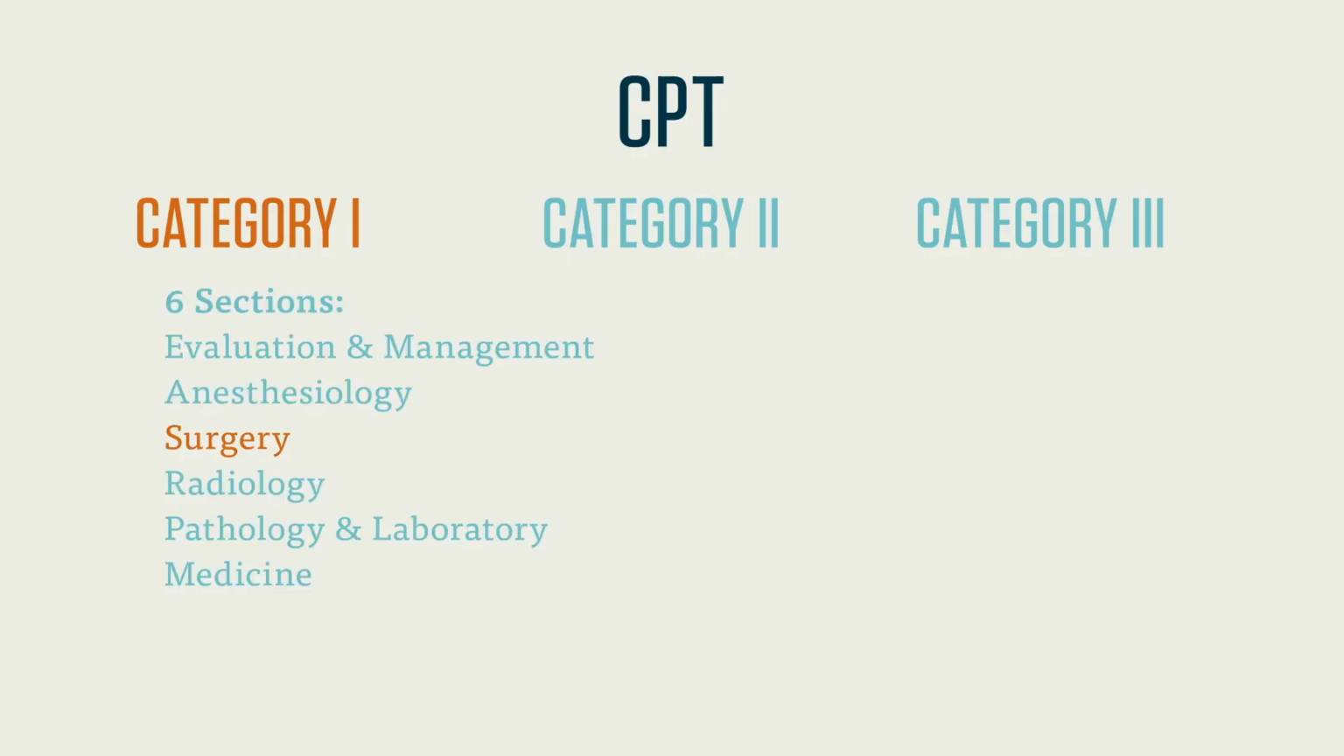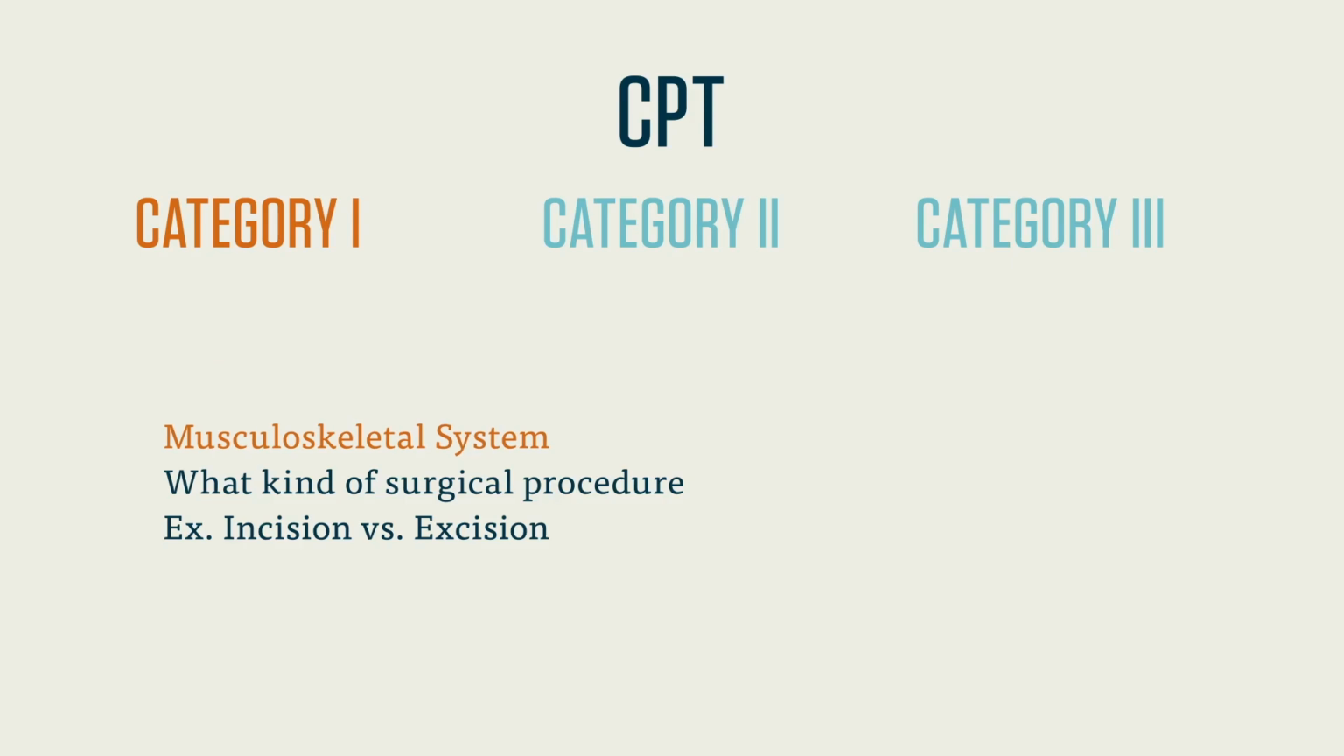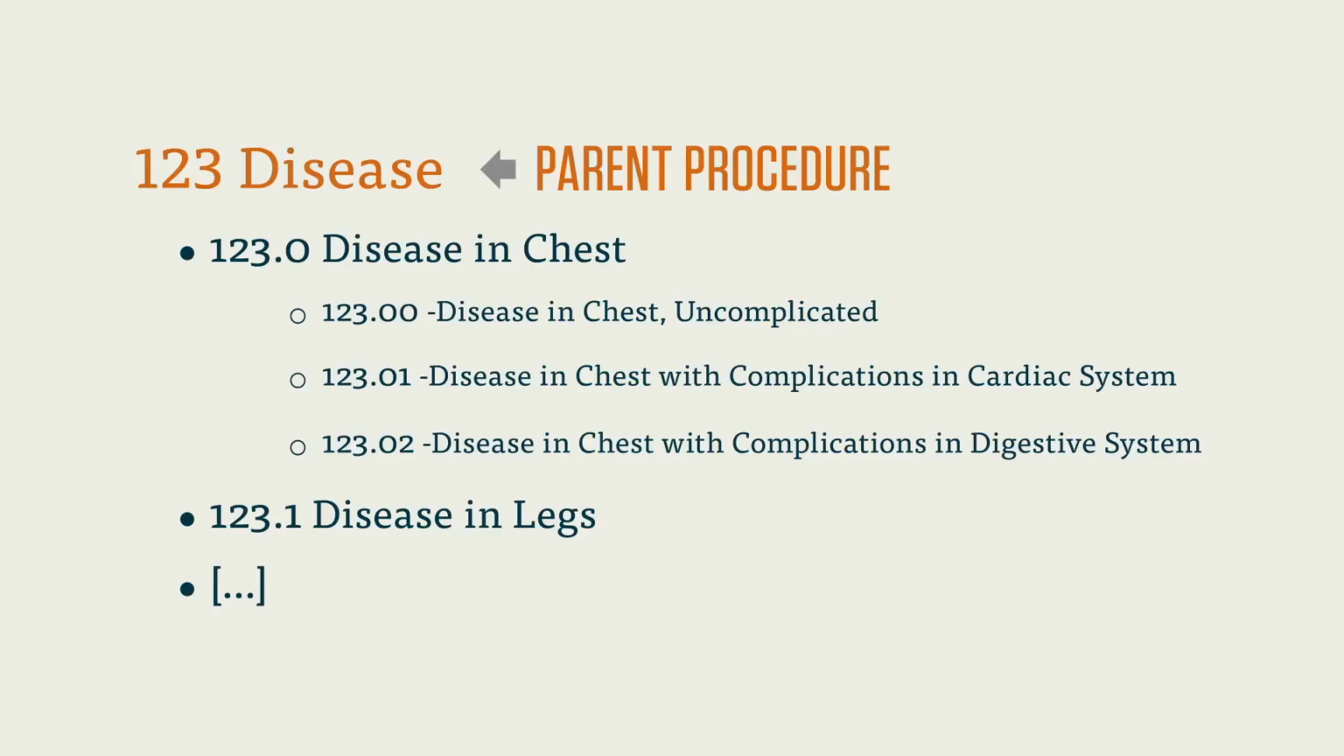Each section in Category 1 is broken down into further subsections. For example, the surgery section is subdivided into sections based on where on the body the surgery is performed. Those subsections are then further divided by what kind of surgical procedure, an incision versus an excision, for example, is being performed. Many Category 1 CPT codes are procedures that are based on a general parent procedure. The parent procedure is often a basic or simplified version of the procedure, while the codes indented below it describe variations on the procedure that are too specific to be included in the parent code.